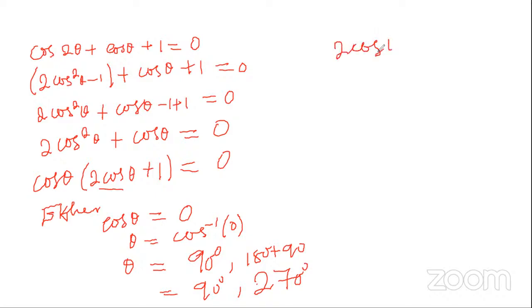Then we go for the second bracket. 2 cos theta plus 1 is equal to 0. So 2 cos theta is equal to negative 1. So cos theta is equal to negative what? Negative a half. So what is the sign of the negative?